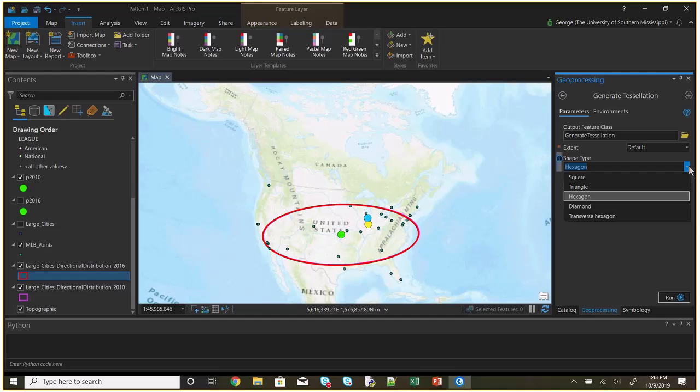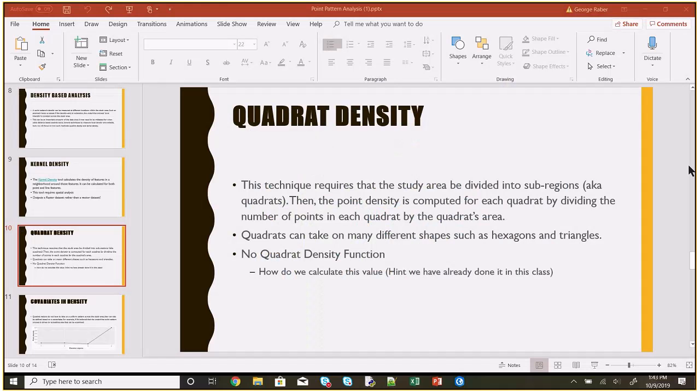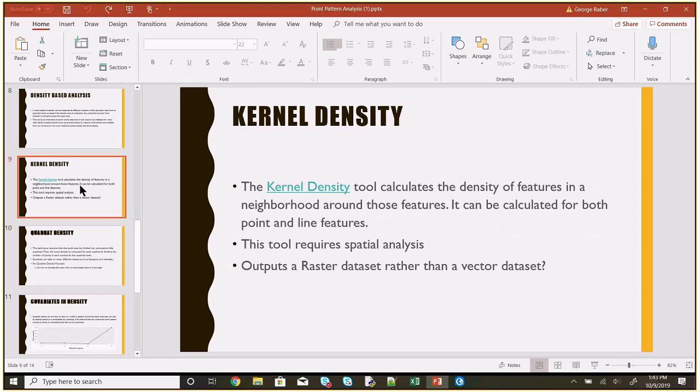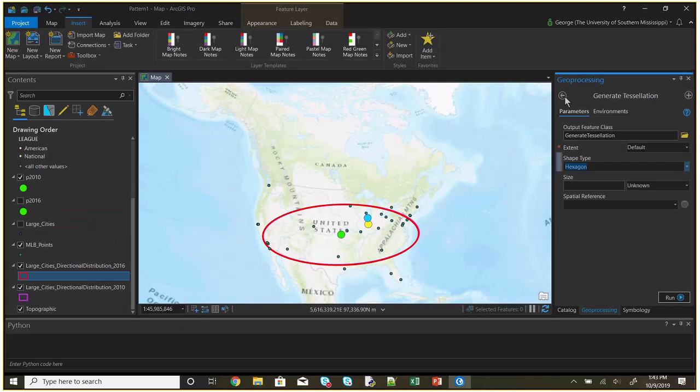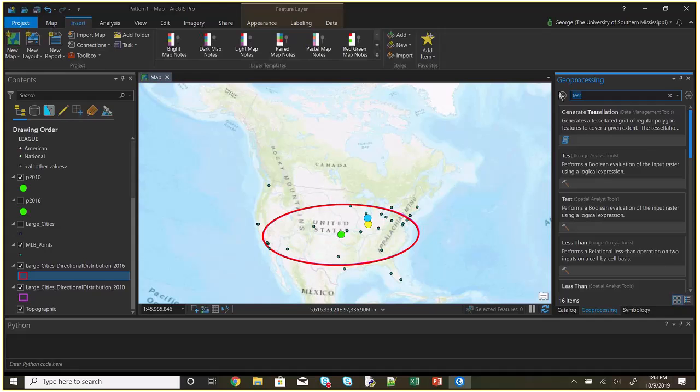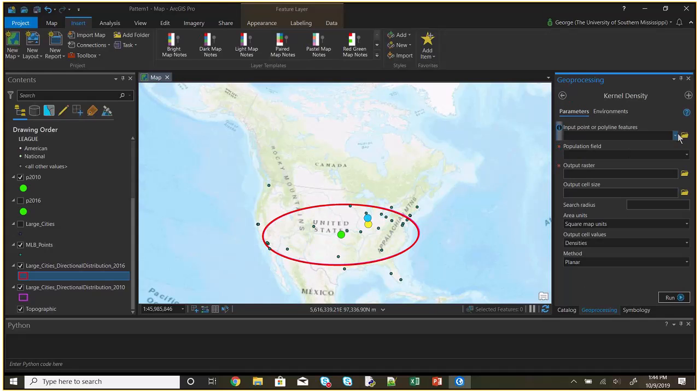So if I created a hexagon tessellation of the United States, and I had all the cell towers mapped, I could do a spatial join and make a map of cell tower density. Yep. I could also run kernel density analysis, and it would do a similar thing. Here, I'm just going to run this because it might be good. So here's kernel density.